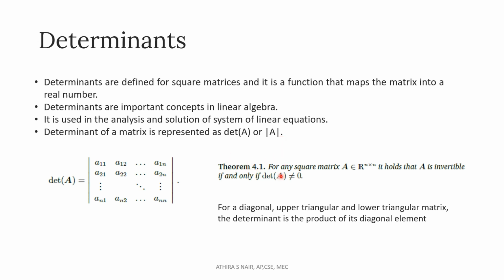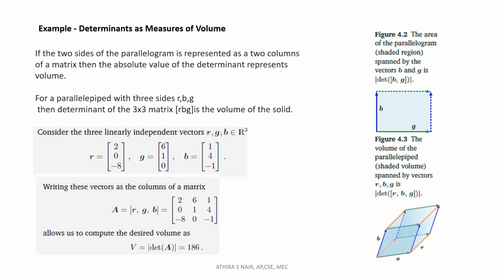So there is a theorem. For any square matrix A, an element of R^(n×n), it holds that A is invertible if and only if det(A) is not equal to 0. And one more thing, for a diagonal, upper triangular, or lower triangular matrix, the determinant is the product of its diagonal elements. So we will see an example.